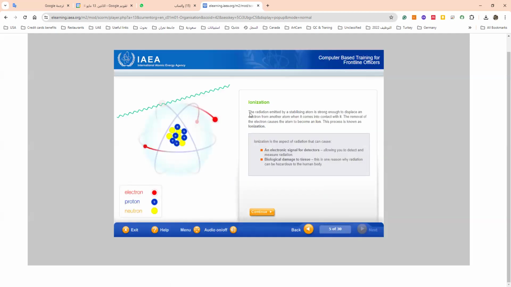Ionization. Radiation emitted by a stabilizing atom is strong enough to displace an electron from another atom when it comes into contact with it. The removal of the electron causes the atom to become an ion. This process is known as ionization. So ionization is the aspect of radiation that can cause an electron signal for detectors, allowing you to detect and measure radiation, or biological damage to tissue. This is one reason why radiation can be hazardous to the human body.